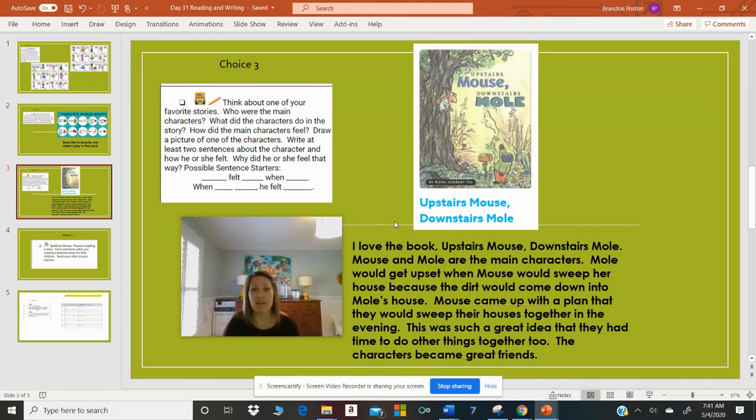And it says, I love the book Upstairs Mouse, Downstairs Mole. Mouse and Mole are the main characters. Mole would get upset when Mouse would sweep her house because the dirt would come down into Mole's house. Mouse came up with a plan that they would sweep their houses together in the evening. This was such a great idea that they had time to do other things together too. The characters became great friends. So choose a book and then tell me about the main characters.